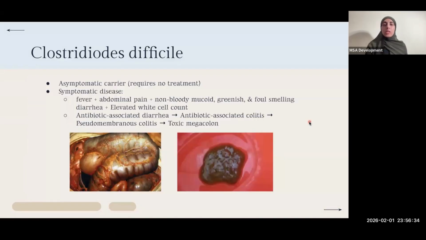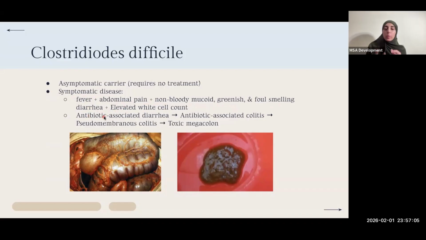So again, as we said, sometimes these people can be colonized by C. diff, but they would be asymptomatic carriers, okay? And if they're asymptomatic, they don't require treatment, okay? However, if they are symptomatic, they require treatment. What are symptoms that they may present with? They present with fever, abdominal pain, non-bloody mucoid, greenish, foul-smelling diarrhea, and elevated white cell count, okay?